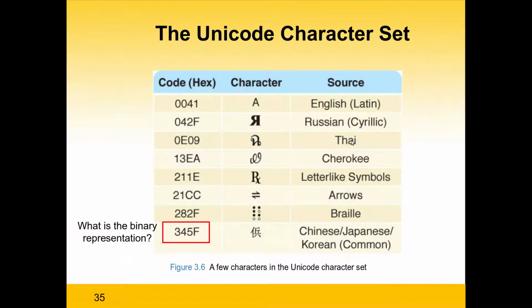So examples of Unicode characters, for instance, A, which is part of the English language, is 0041. That's the 16-bit character code, and it's part of the first 256, as you might very well have guessed. And then this Russian Cyrillic character, for instance, is 042F, and this Chinese character is 345F. So pretty much all the characters in all the other languages could be represented using the Unicode character set.